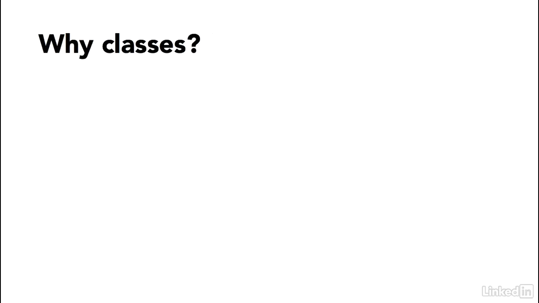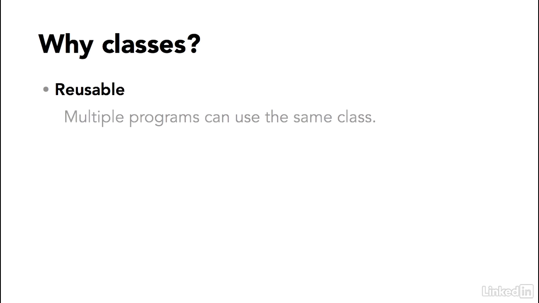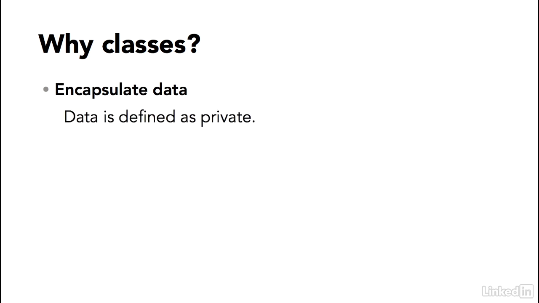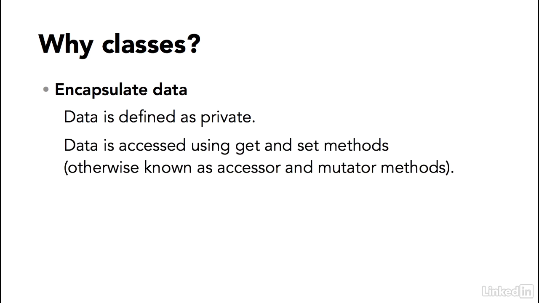You might be asking, why classes? Well, classes are reusable. Multiple programs can use the same class. Classes also allow us to encapsulate data. That means to protect the data, to help enforce data integrity. Data is defined as private inside the class. Data is then accessed using get and set methods, which are otherwise known as accessor and mutator methods.